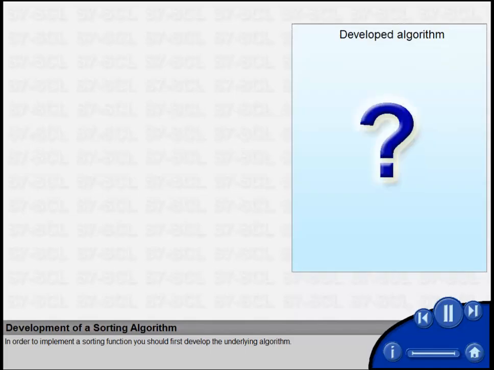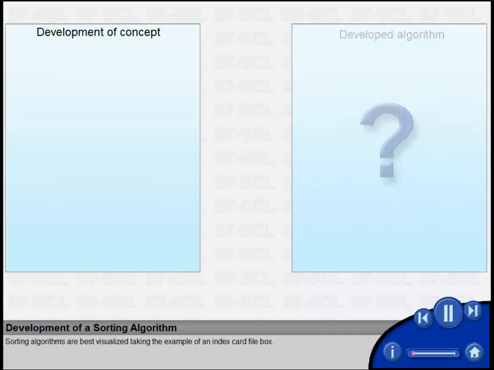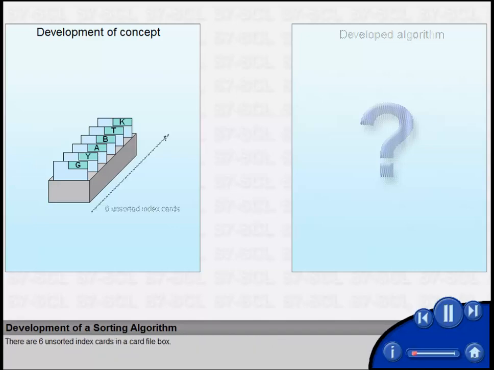In order to implement a sorting function, you should first develop the underlying algorithm. Sorting algorithms are best visualized taking the example of an index card file box. There are 6 unsorted index cards in a card file box. You first look for the card with the last letter in alphabetical order. In our example, therefore, the card with Y.